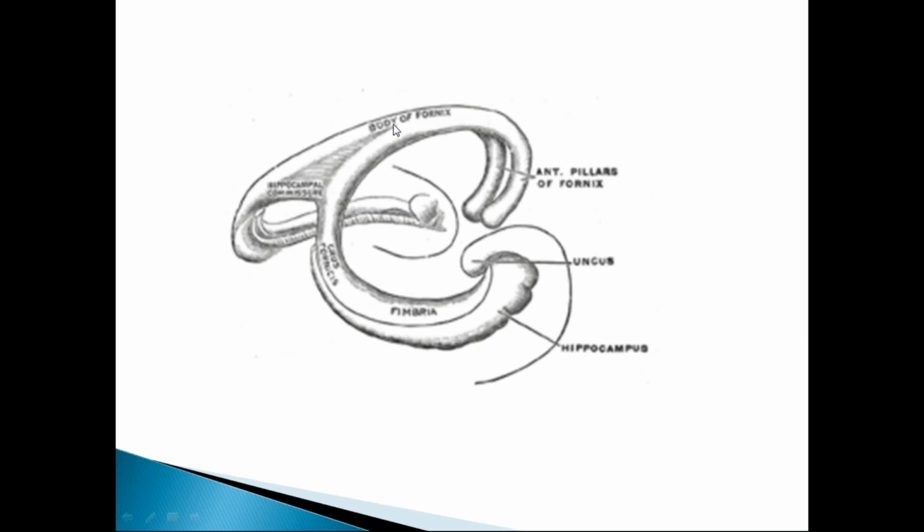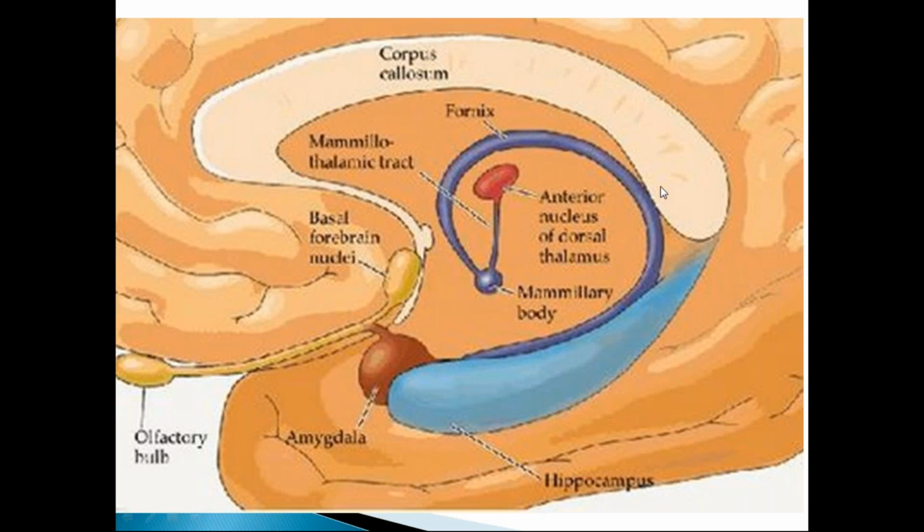And again, here's the body of the fornix. Here's the hippocampus. And then these are the anterior pillars of the fornix. Now here we go. So here's the corpus callosum. Remember that white structure? And then here is the fornix. And then here is the amygdala. And then right here is the hippocampus.